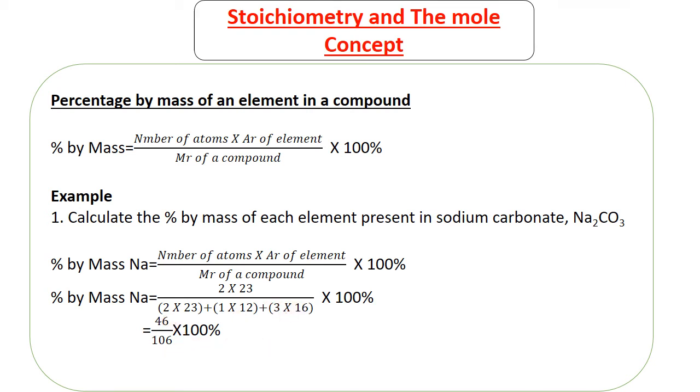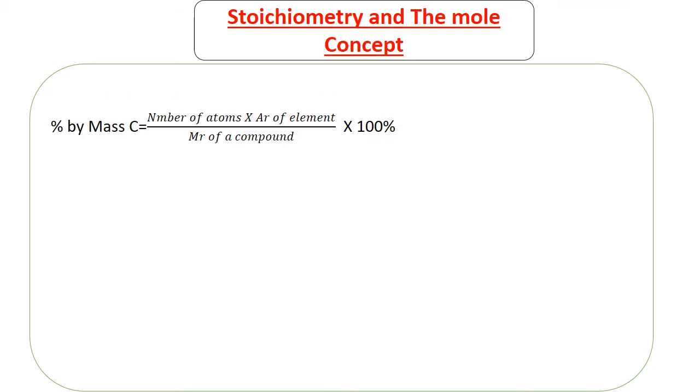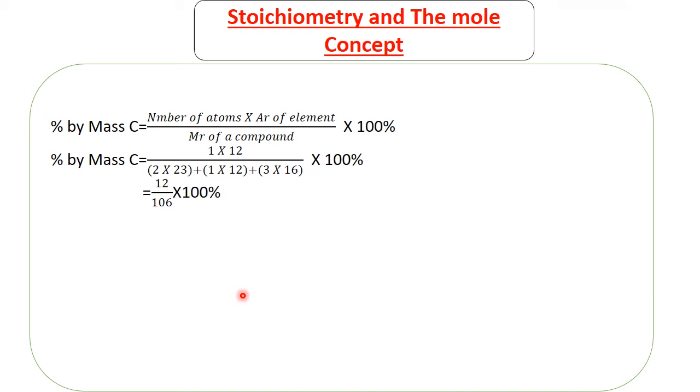And when we divide and multiply by 100%, it's going to give us 43.3% as the percentage by mass of sodium in sodium carbonate. Let's look at carbon; we do the same. So carbon mass number 1 times 12. Note that the relative molecular mass of the compound won't be changing, it's just the same. With that being said, we're going to have 12 on top and 106 on the bottom times 100%. It's going to give us 11.3%.